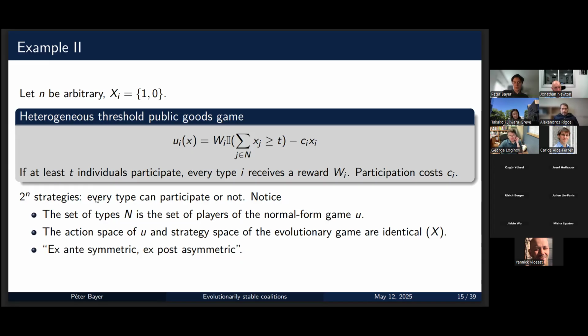Okay, so we have 2 to the power of n strategies. Every type can participate or not. And what we notice is that the set of types equals the set of players for the normal form game U. And the action space of U, so what kind of actions can happen in this non-cooperative game, equals the strategy space of the evolutionary game, right? Because every strategy has to encode what you play as every possible action, as every possible type. Okay, this game is ex ante symmetric because everyone can be any type with equal probability. So in the end, this is going to define us a nice symmetric evolutionary game. But ex post asymmetric, after I assign the types, the payoff functions are very, very different.